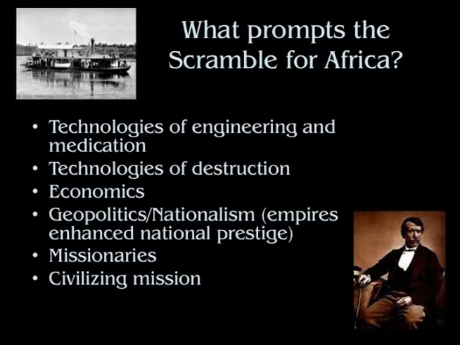settler colony. We also have the impact of missionaries, and a lot of these men and women really thought it was their duty to go and spread Christianity, and also they engaged in trying to stop certain inhumane practices like the slave trade. And probably the most famous one is down there on the corner of the slide, David Livingstone. You'll see him in the picture.